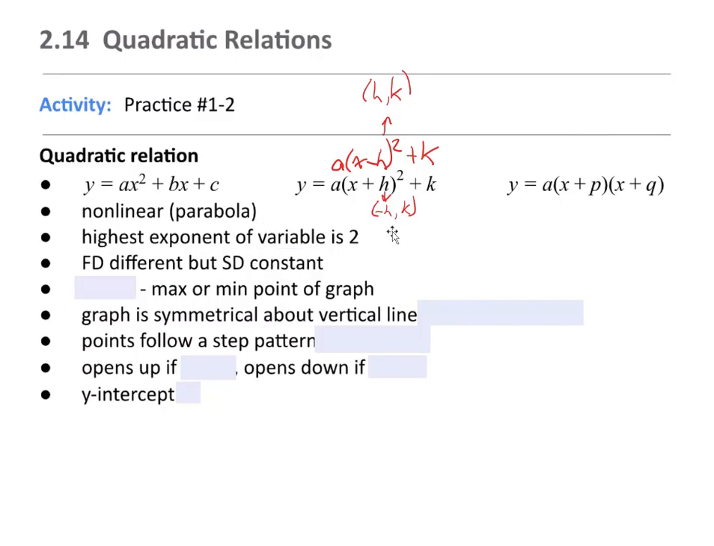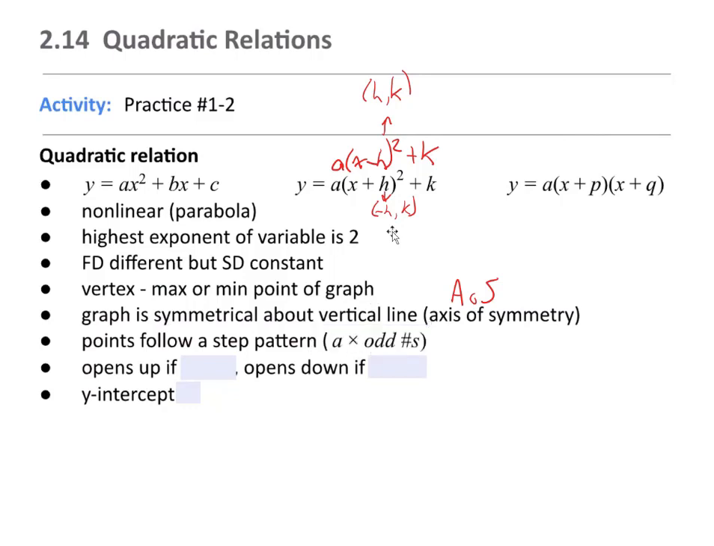Your first difference is different, but your second difference is a constant. That just means when you take the difference of your first difference, it's going to be the same each time. Your vertex is your maximum or minimum point of the graph. The graph is symmetrical about the axis of symmetry. Sometimes I use a shorthand, which is just A, lowercase o, and then S, AOS. Some teachers do this, others don't. Just be careful in later grades because they might dock marks for that.